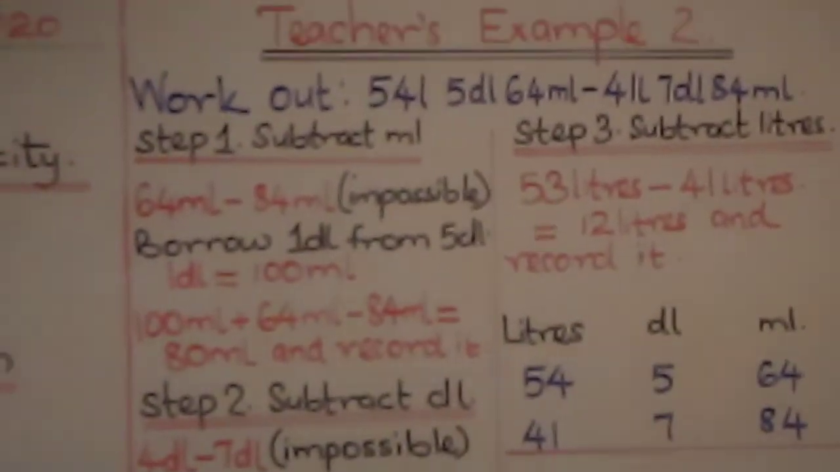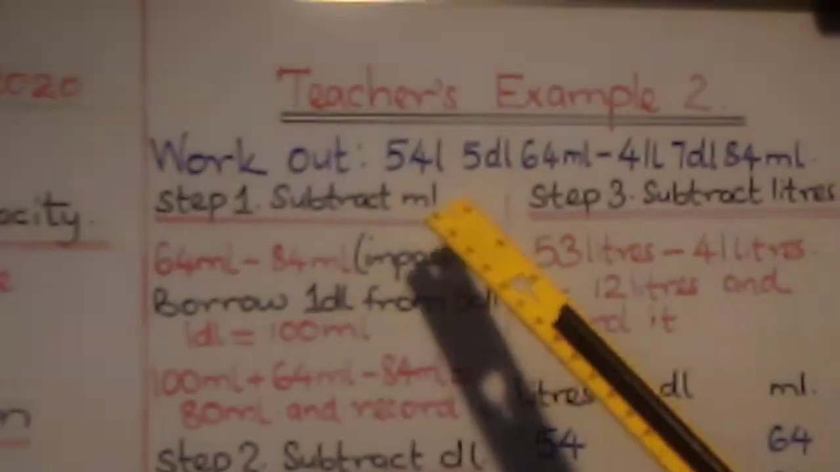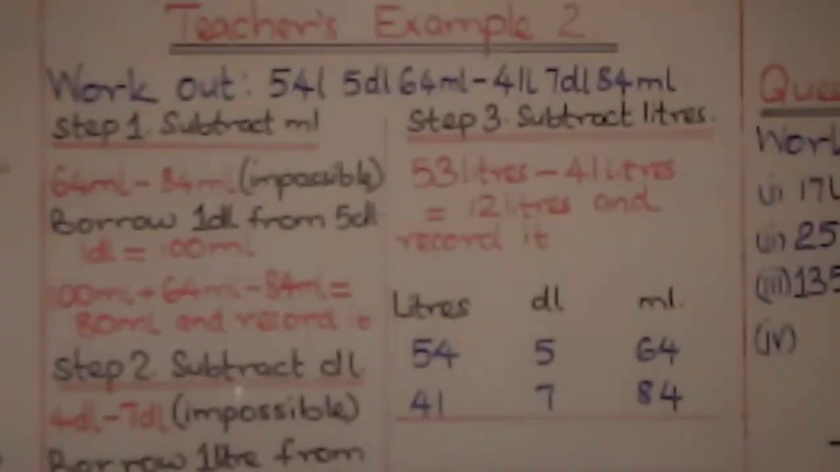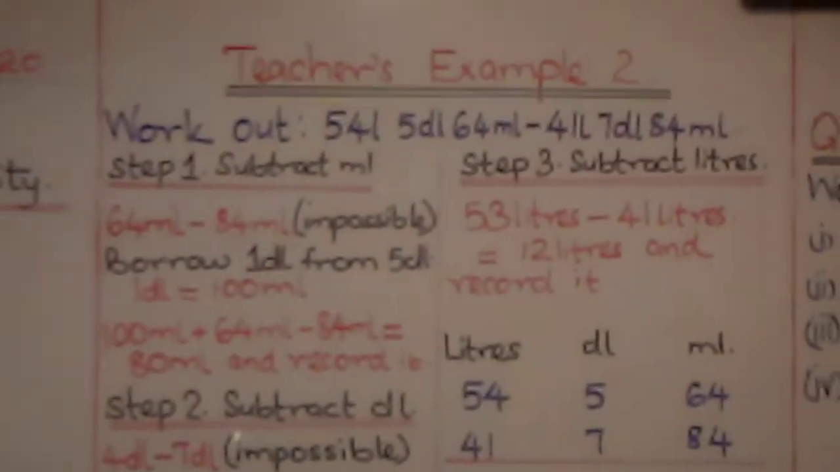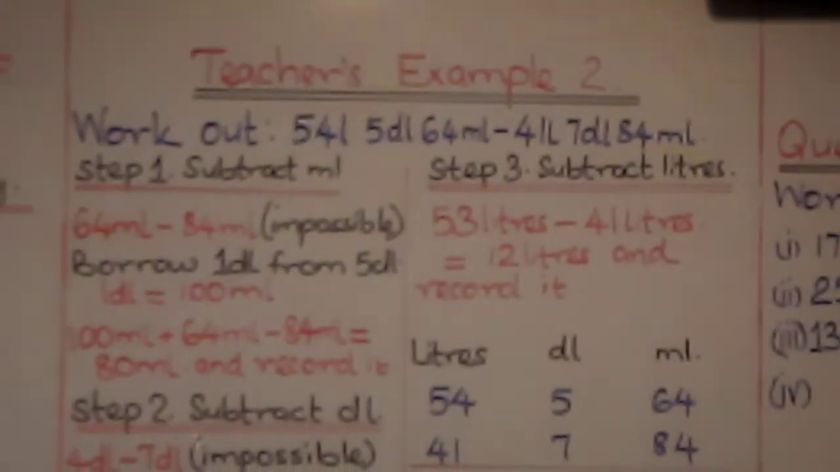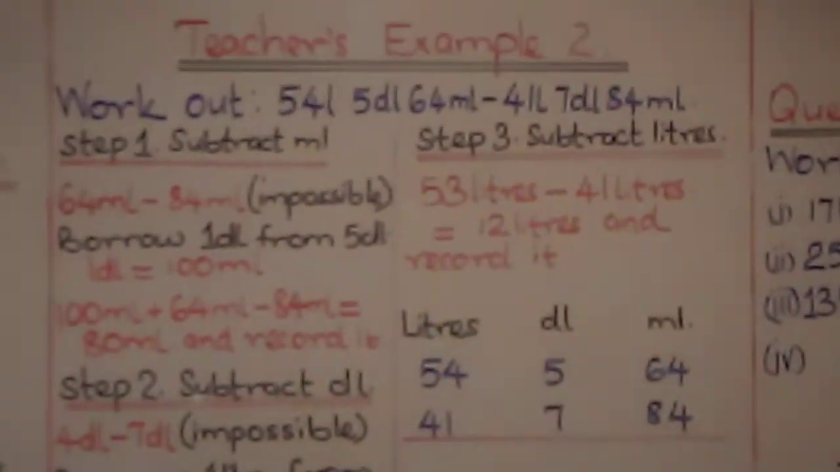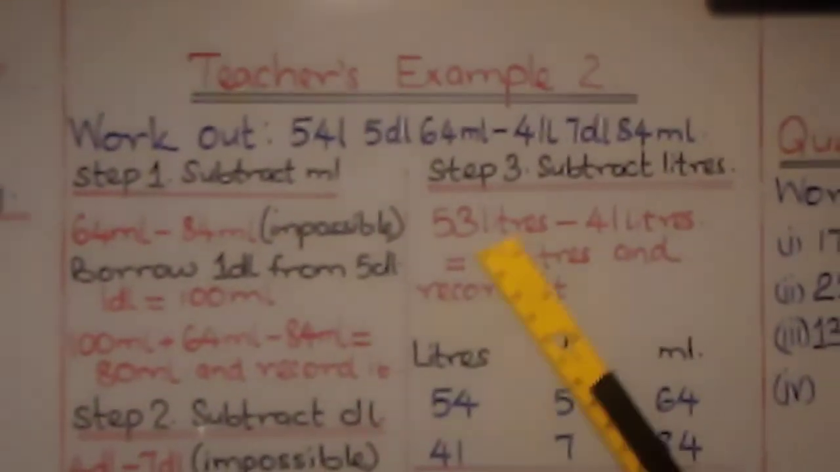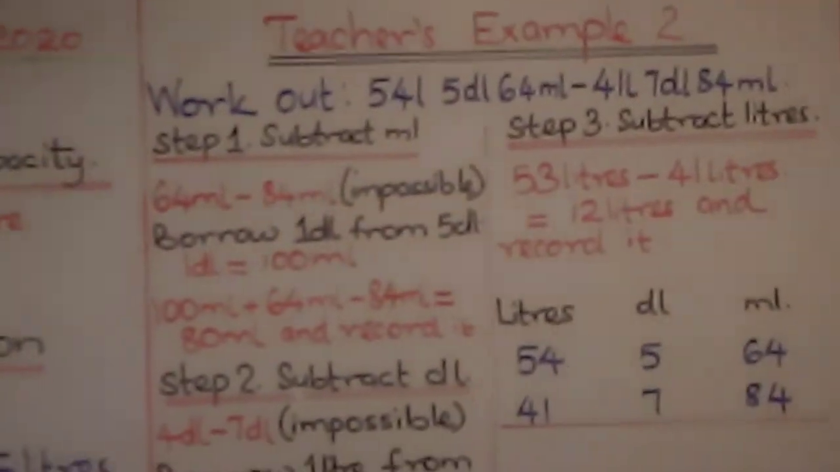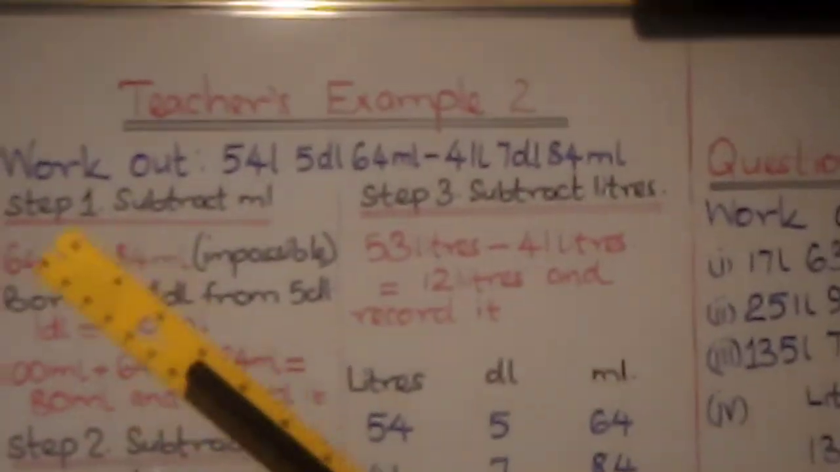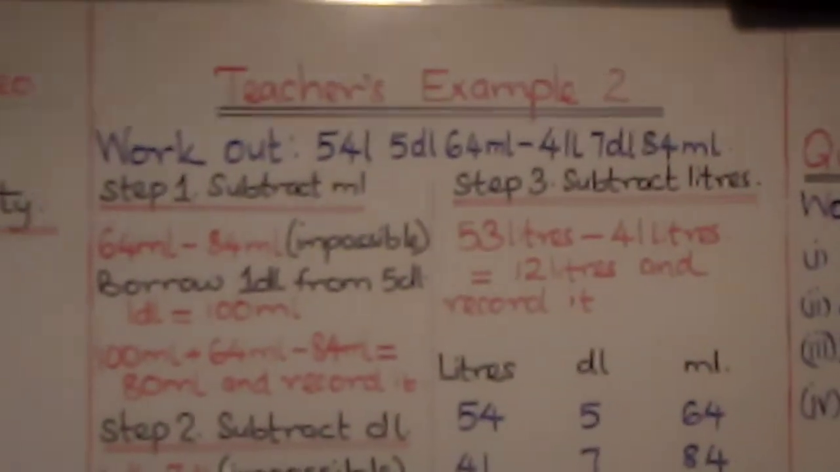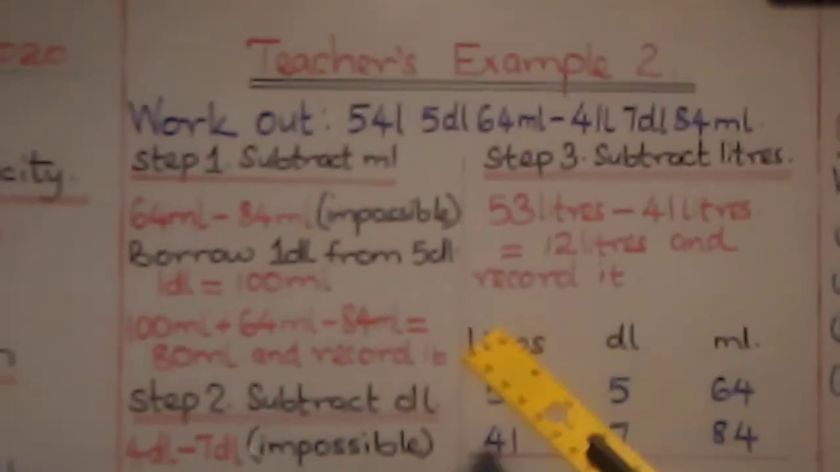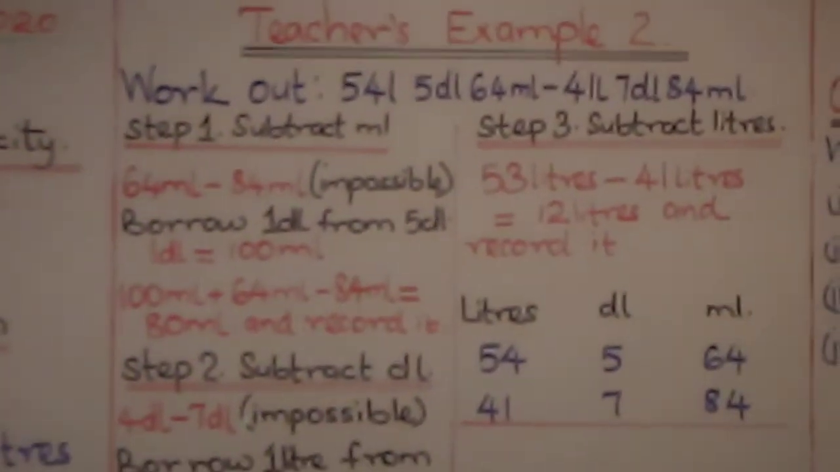Let us come to teacher's example number 2. It reads, shall we read together? Work out 54 liters, 5 deciliters, 64 milliliters. Subtract 41 liters, 7 deciliters, 84 milliliters. That is the task. Remember, now it is subtraction. We had done addition. Now we do subtraction. The steps are still 3, as you can see here. Are we able to see that?